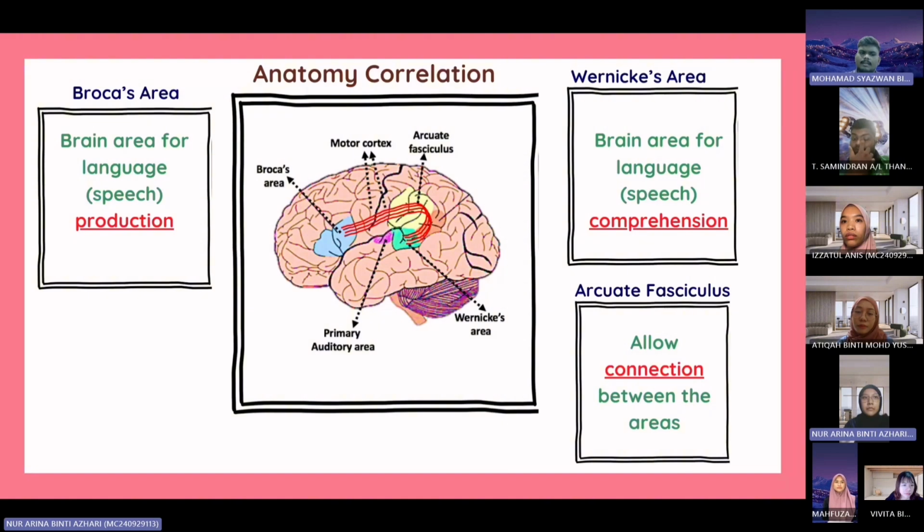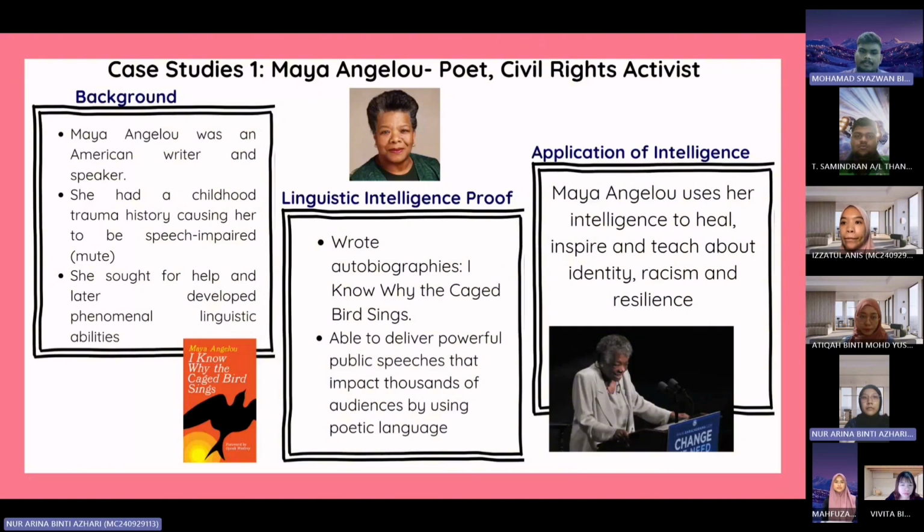Now, let's look at some amazing people who've shown incredible linguistic intelligence. First, Maya Angelou, a brilliant poet and writer, though she faced trauma and stopped speaking for years as a child. She later used language to inspire millions. Her books and speeches speak of strength, identity, and hope.